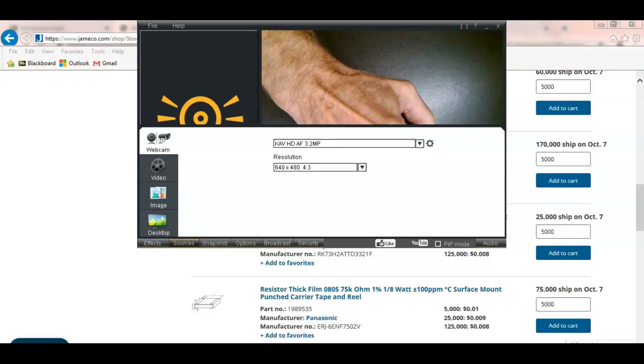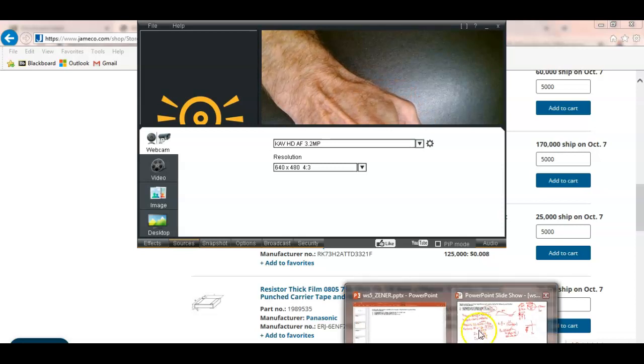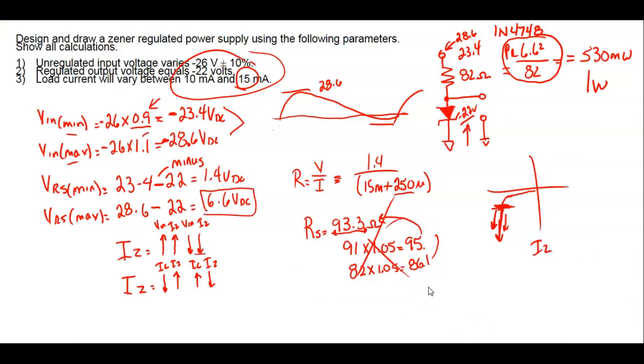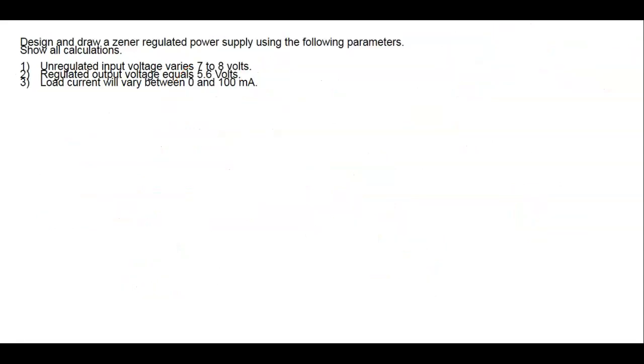So I think that finished up the second circuit, right? I'm sorry, the third circuit. The first circuit we worked in class. Everybody okay there? Okay, so this is circuit number 3. Here I give you the minimum and maximum values.